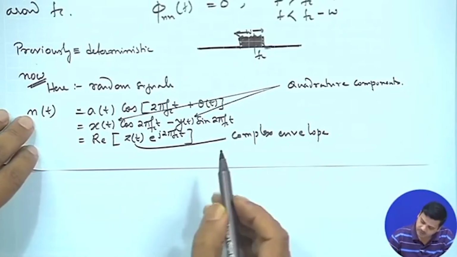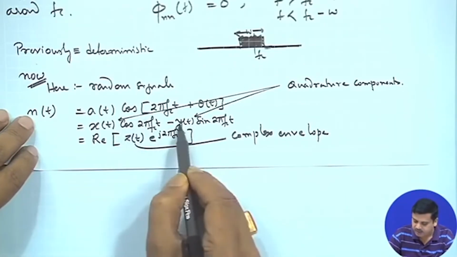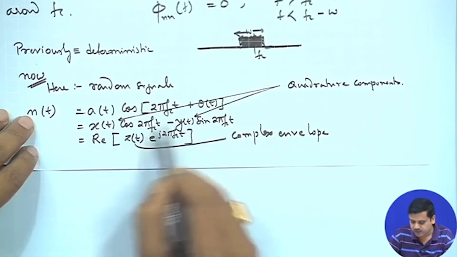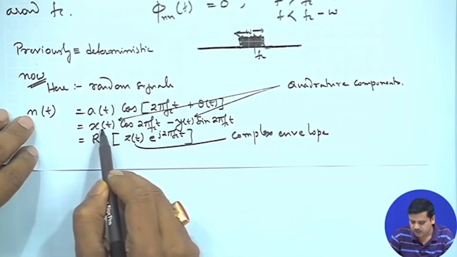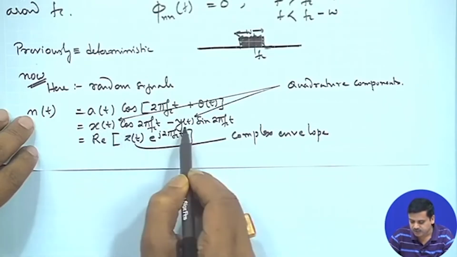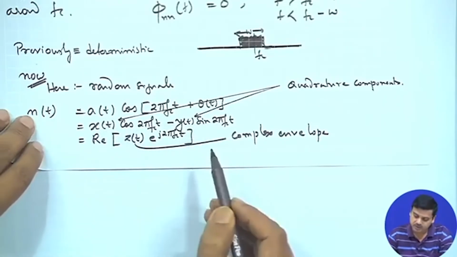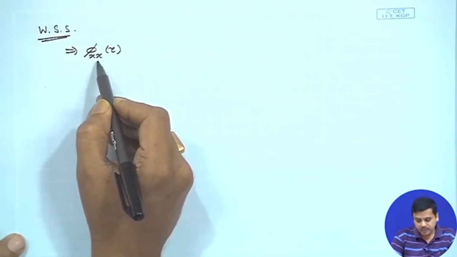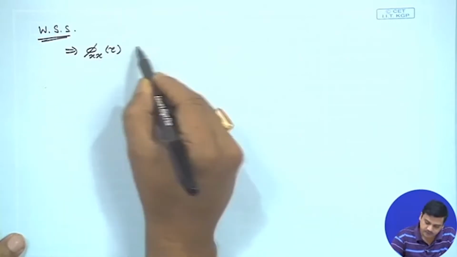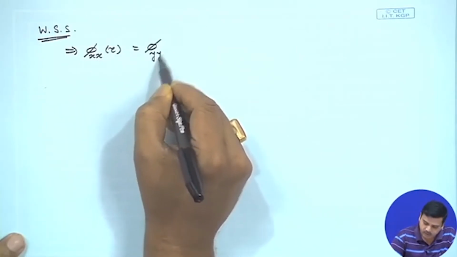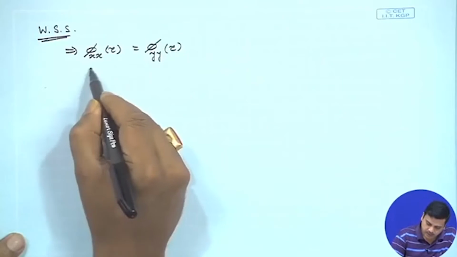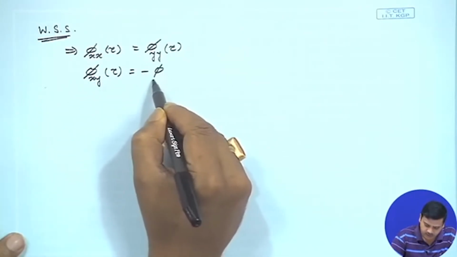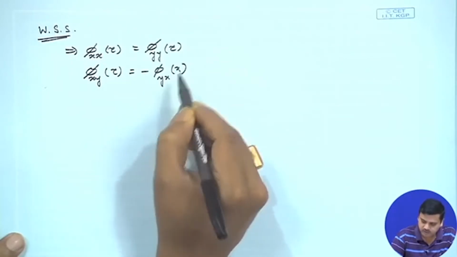Why do we call it quadrature? Because this is on the cosine, this is with the sine. So, these two, sine and cos, are at quadrature, 90-degree phase shifted. So, the amplitude of this is the amplitude of the sine component. So, we call these the quadrature components of noise. So, phi_xx is the correlation of the I component, and it is equal to phi_yy(tau), and you will also get phi_xy(tau) equal to minus phi_yx(tau).